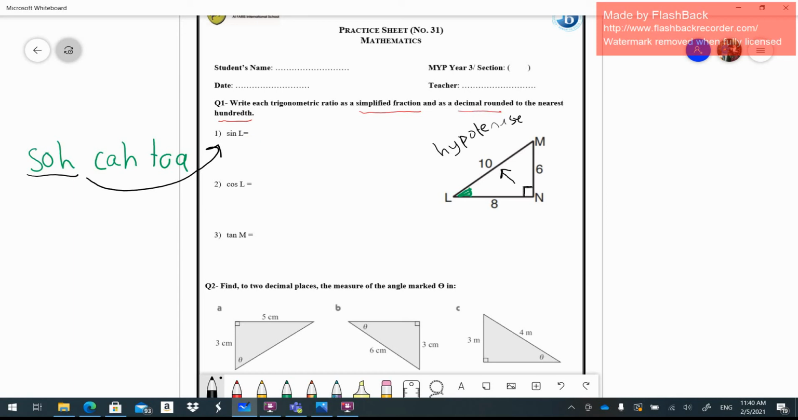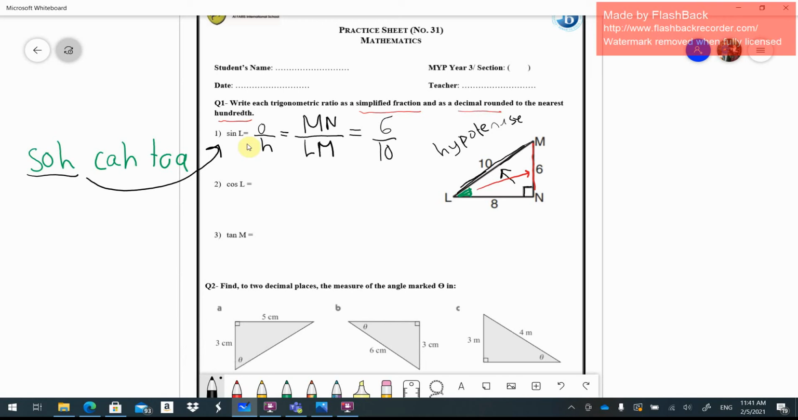And what about the opposite side? Since we're going to use the opposite side, what is the opposite side to angle L? This is the opposite side, it's MN. Therefore, the sine of angle L is the opposite side over the hypotenuse, which is equal to segment MN over LM. The hypotenuse is LM, and the opposite is the red one, which is MN. Therefore, it's equal to 6 over 10.